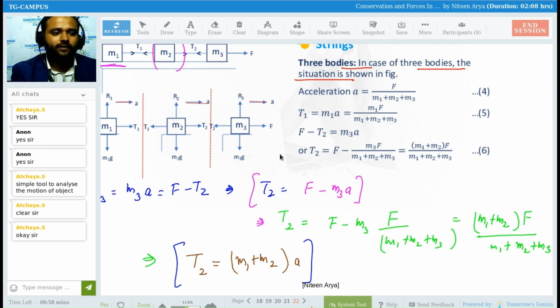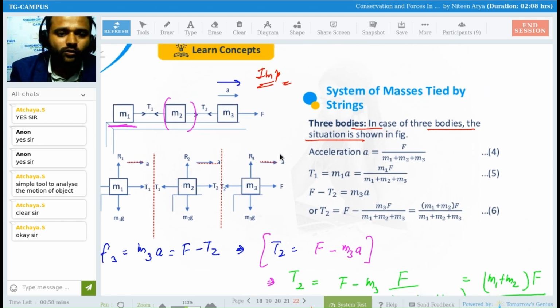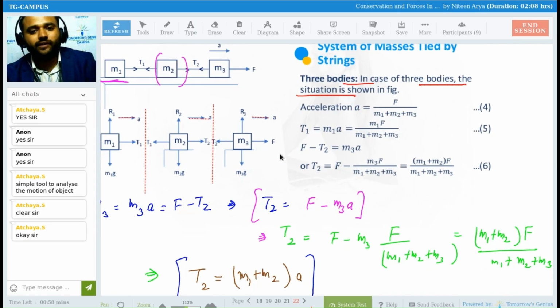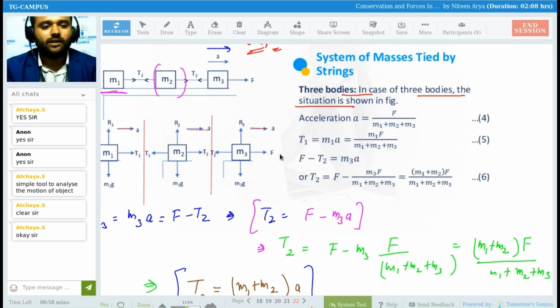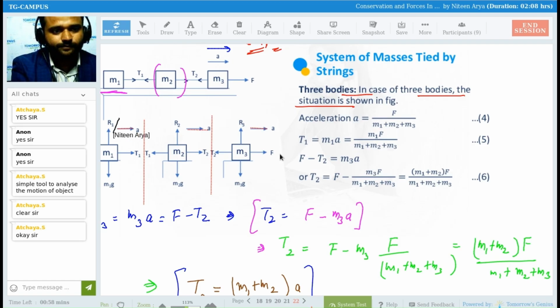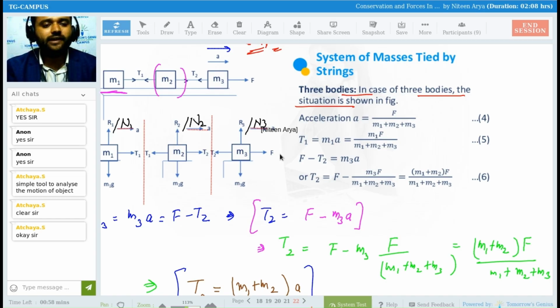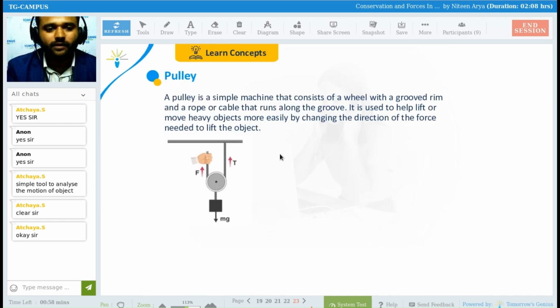Is this clear? So we just apply one more mass, and we are trying to find tension T1 and tension T2. Clear? Good. And this M1G, M2G, M3G, reaction force 1, reaction force 2, reaction force 3, or you can say normal force 1, normal force 2, normal force 3, are the same, because in the vertical direction we are not applying any force till now. So they are balancing each other. We don't need to worry about it.